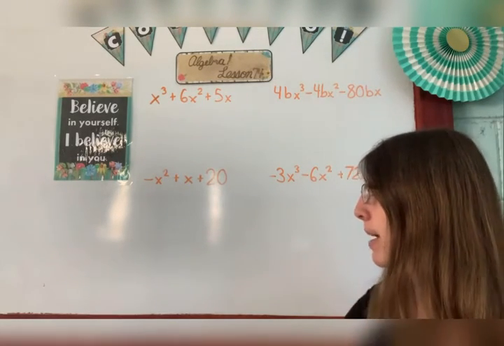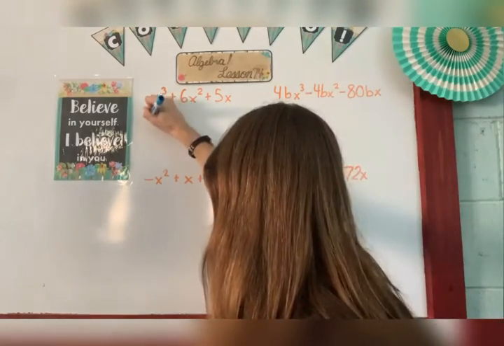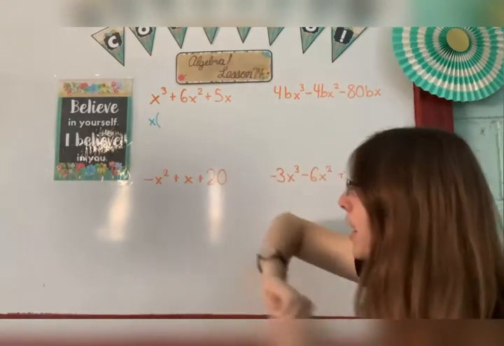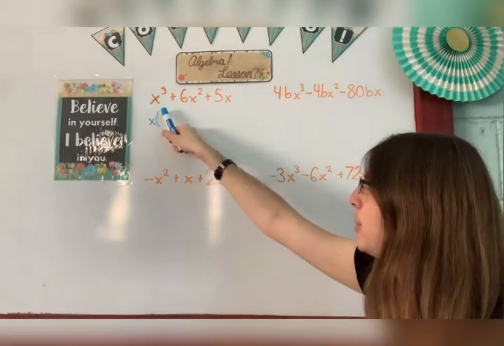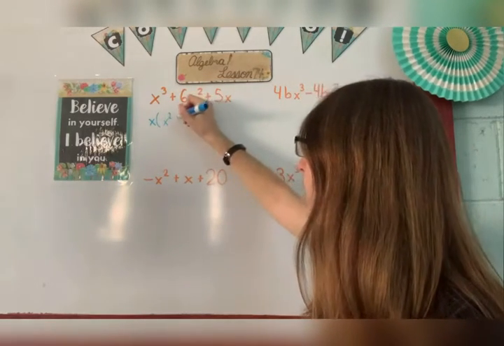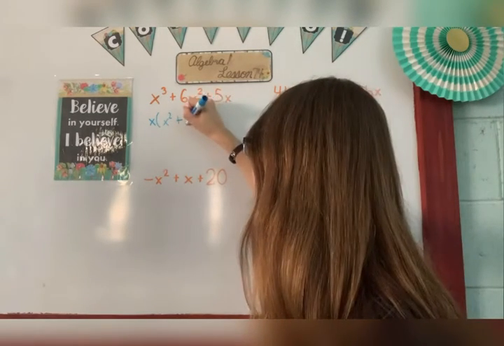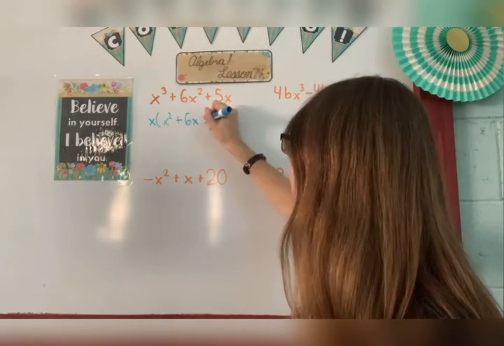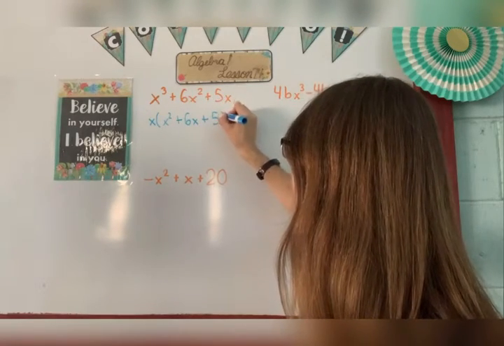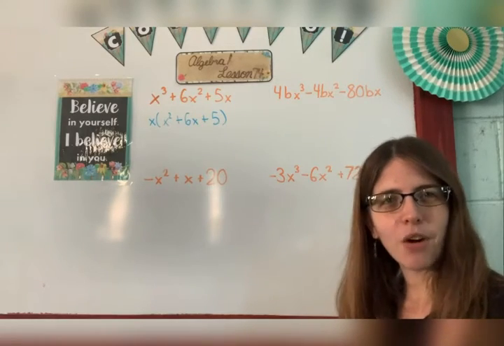So I'm going to rewrite my problem like this. I'm going to write the x first, because that's the factor I'm factoring out, times, now I'm going to rewrite my trinomial. So x cubed divided by x leaves me with x squared, taking out one of the x's, plus 6x squared divided by x leaves me with 6x, plus 5x divided by x cancels out my x, leaves me with 5. So now I have my new trinomial, and it matches the pattern that I've already looked at.